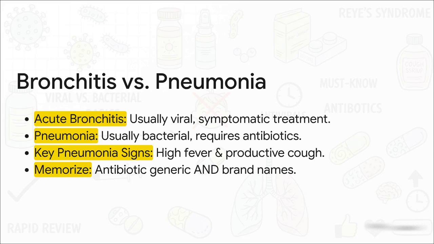Next up, bronchitis versus pneumonia. Bronchitis, it's usually viral, so you just treat the symptoms. Pneumonia, that's usually bacterial, so you need antibiotics. How do you tell the difference? Remember, pneumonia comes with a high fever and a productive cough. And your job for the test? Memorize that list of antibiotic, brand, and generic names.